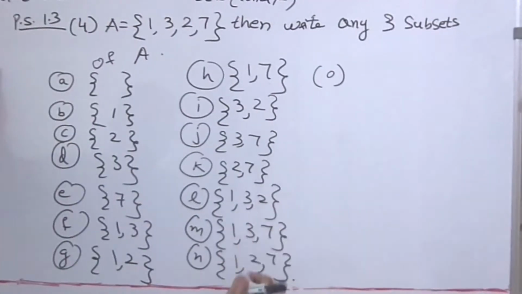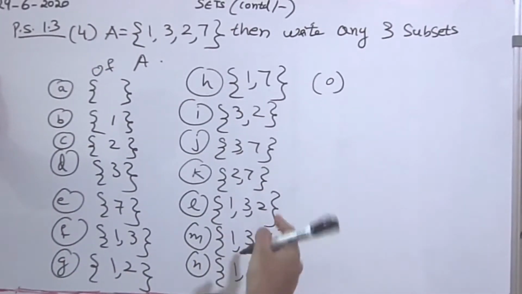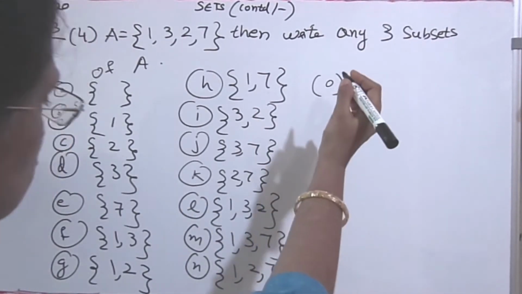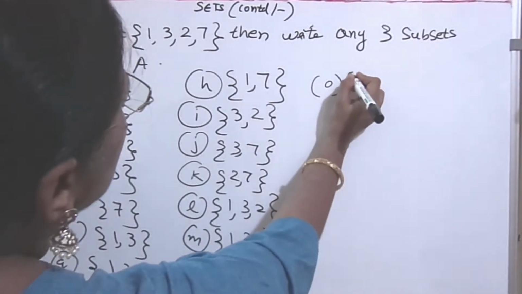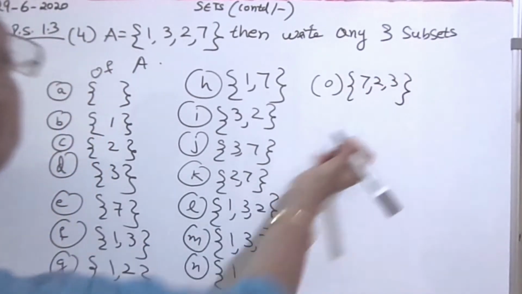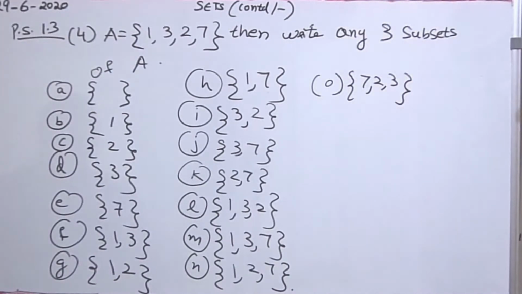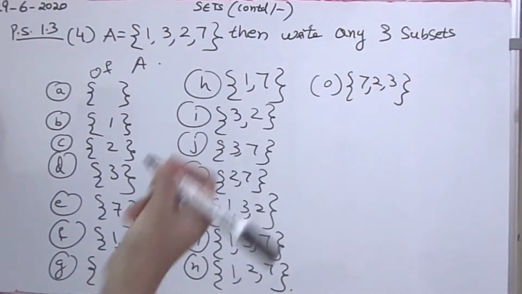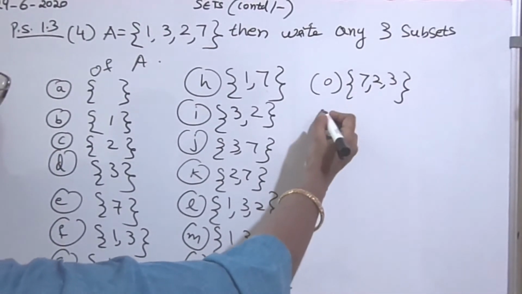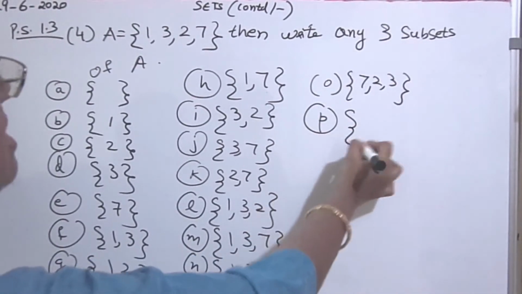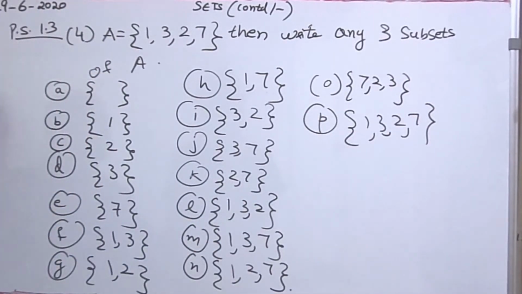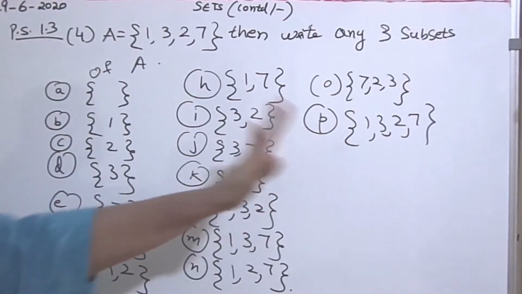Next we can take 2, 7, 1, which is already done. 2, 3, 1 is already there. 7, 1, 3, that is there. So 7, 2, 3. And last, all the 3's are over. Last one is 1, 3, 2, 7 because every set is a subset of itself. So the same elements you can write again.